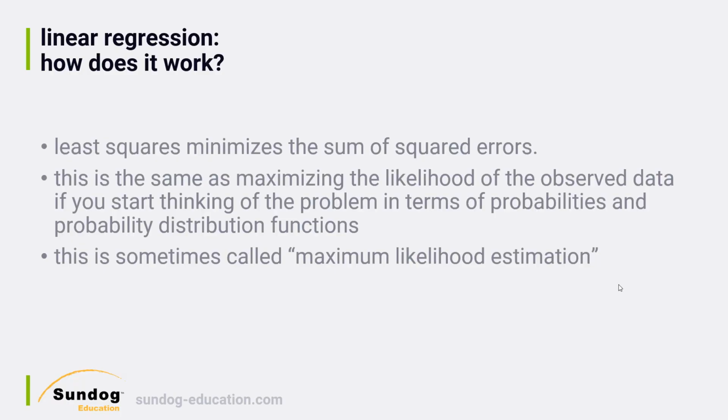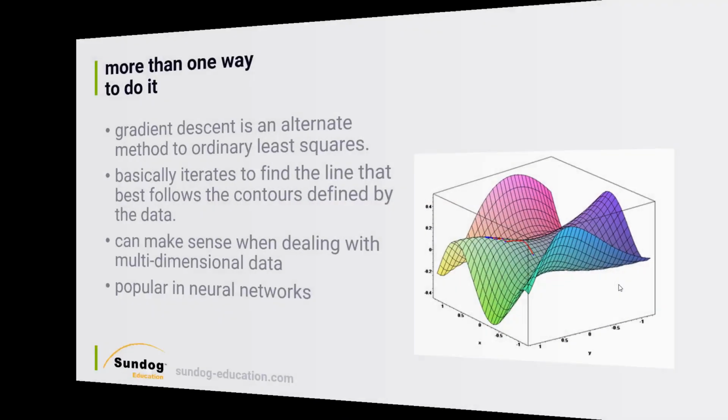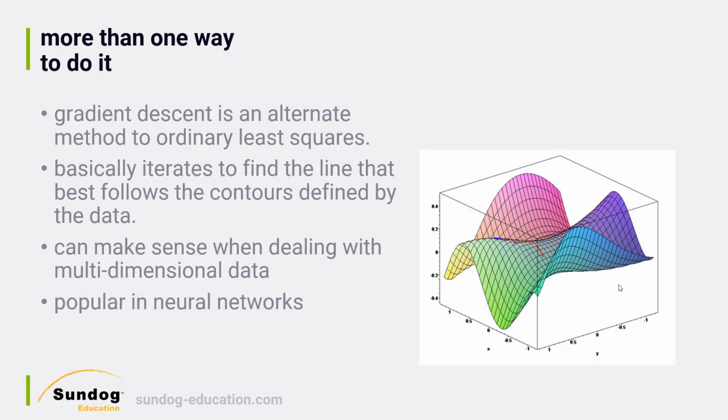So if you think of this problem in terms of probabilities and probability distribution functions, you can actually describe this problem as maximizing the likelihood of the observed data being correct. So sometimes we call this process maximum likelihood estimation. Just more fancy words for what we're trying to do here. And there is more than one way to do it. We don't have to use ordinary least squares.